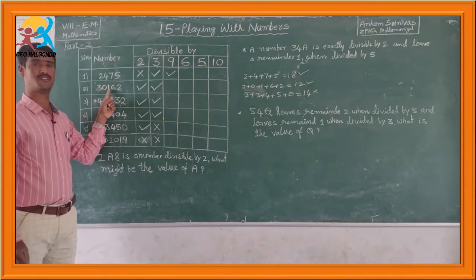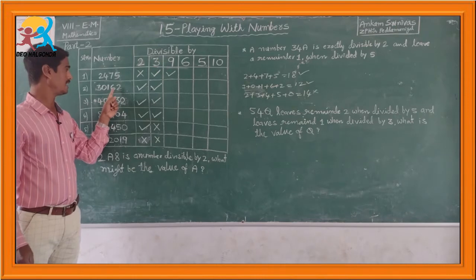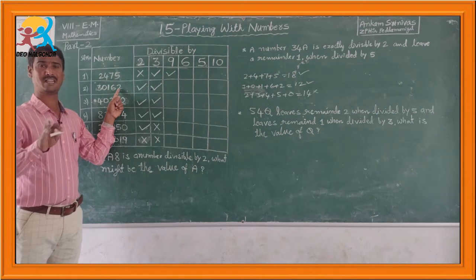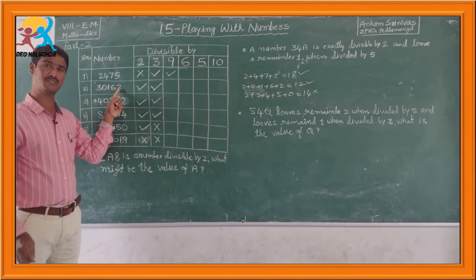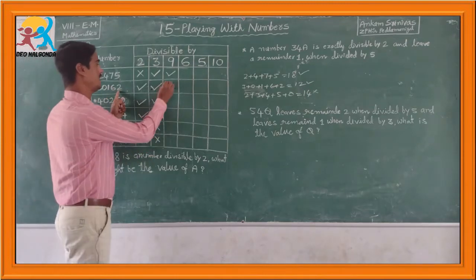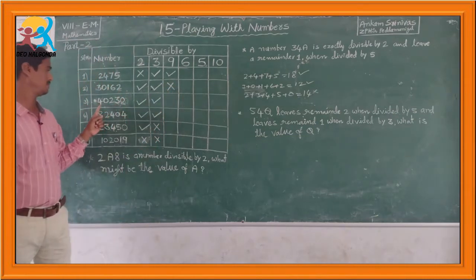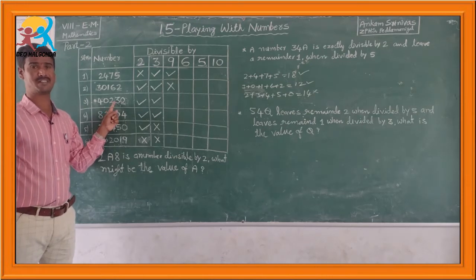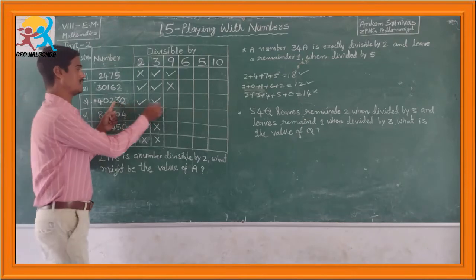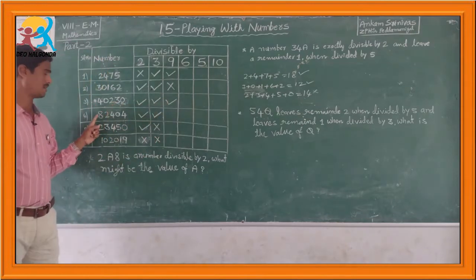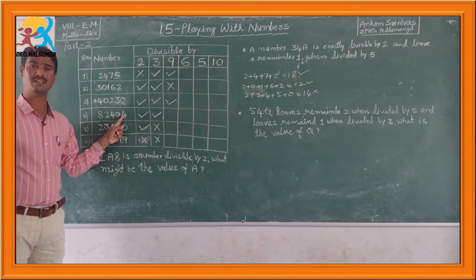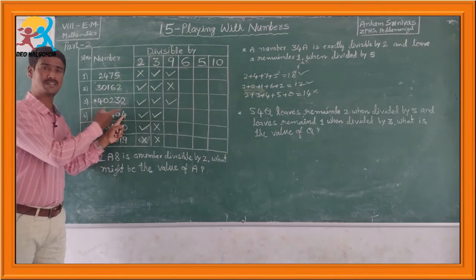And here 3 plus 1 is 4, 4 plus 6 is 10, 10 plus 2 is 12. 12 never comes in the 9 table. 9 ones are 9, 9 twos are 18. 12 never comes. So this number is not divisible by 9. Go to the next problem. Here 4 plus 2 is 6, 6 plus 3 is 9. 9 ones are 9, divisible by 9. So the given number is also divisible by 9. And next problem. 8 plus 2 is 10, 10 plus 4 is 14, 14 plus 4 is 18. 18 comes in the 9 table. 9 twos are 18. So this number is also divisible by 9.